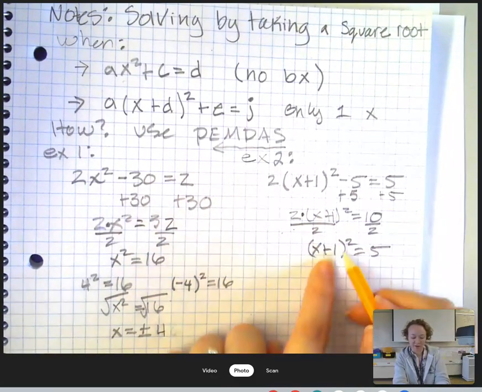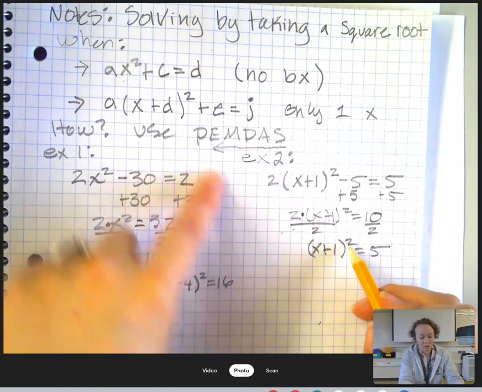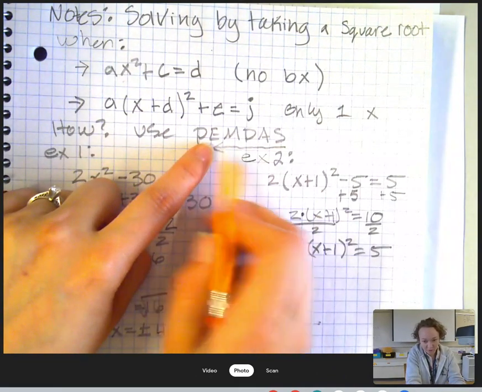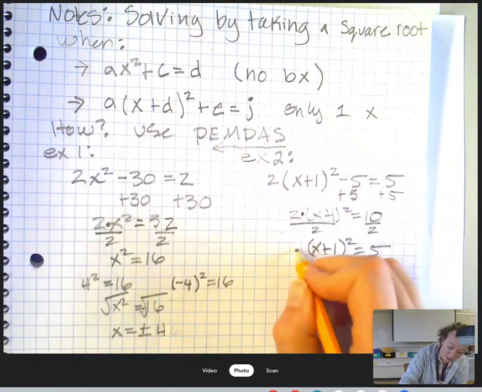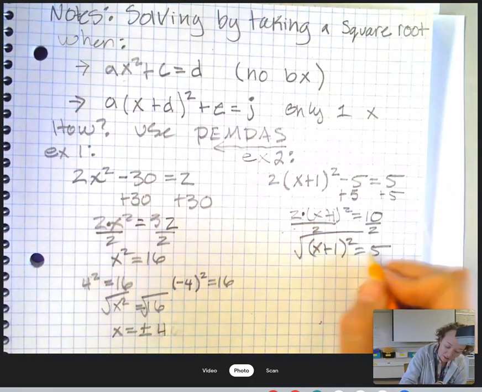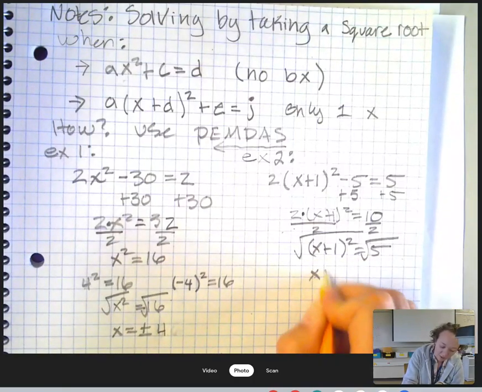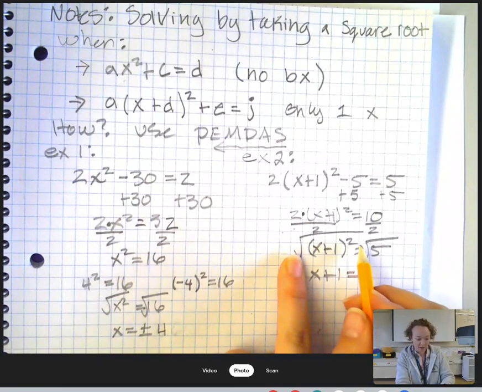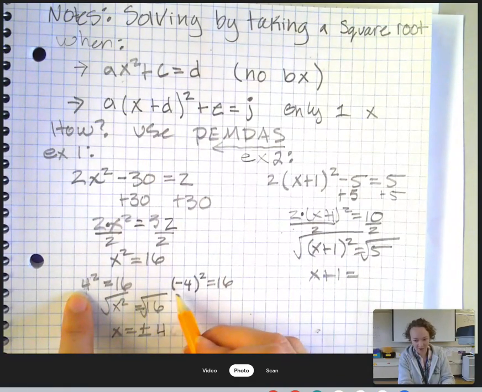So now I have the parentheses and I have the square. So the parentheses come first, which means that solving backwards, they come last. So I do the exponent first. I'm going to take the square root of the whole thing and the square root of the whole thing over here. So I have x plus 1 equals, now remember, when I do that square root, I have to consider the positive option and the negative option.